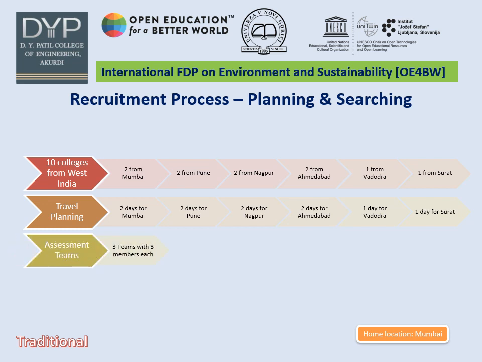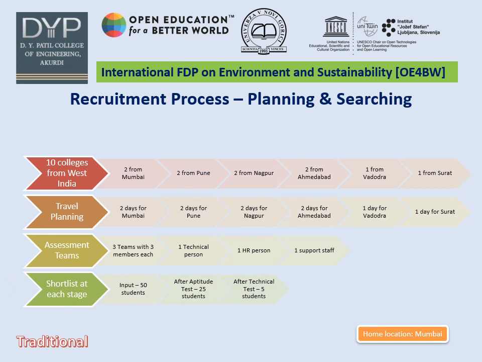The assessment teams required will be 3 teams with 3 members each, including one technical person, one HR person, and one support staff. And the shortlisting at each stage would be like we'll be taking in 50 students from each college. After the aptitude test, we'll take 25, and after the technical test, only 5 students will be taken. We have to keep in mind the home location will be Mumbai.